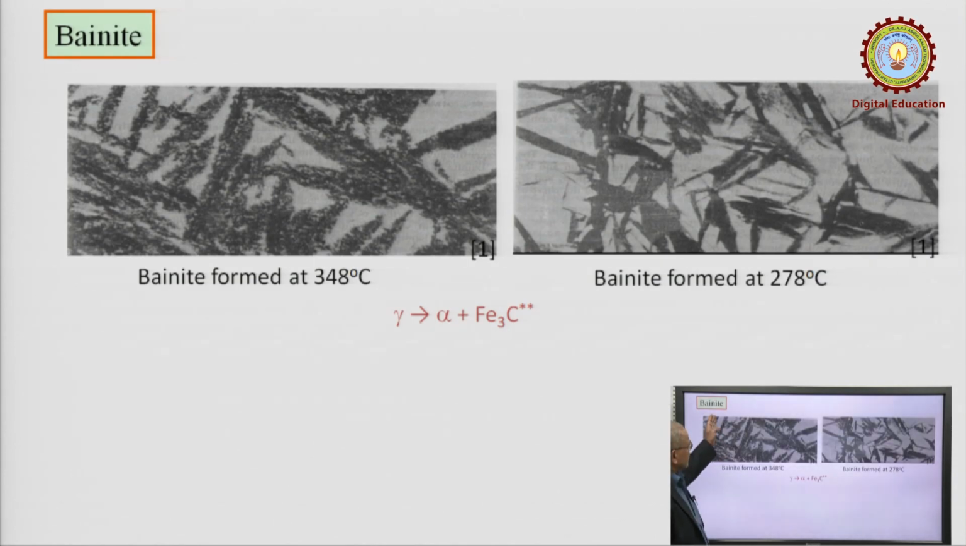This is bainite. This bainite is formed at 348 degrees centigrade and it looks like this. This is feather type and acicular. Acicular means it has a needle-like structure.